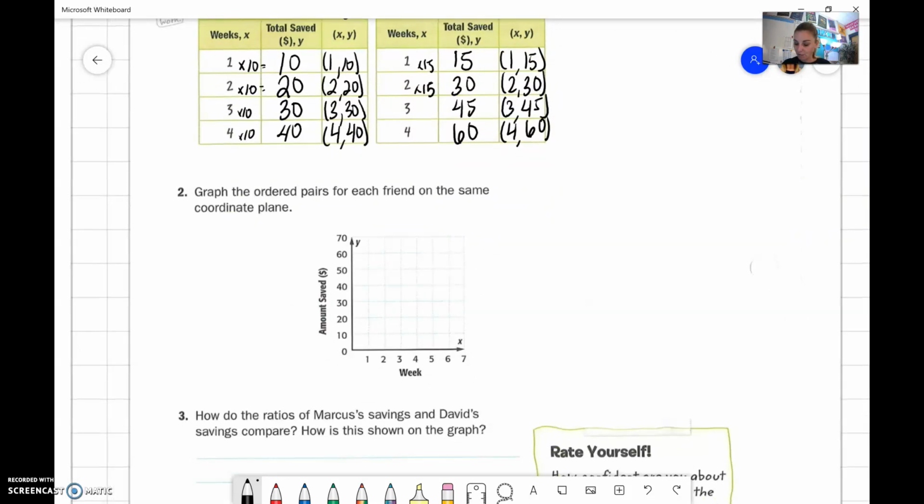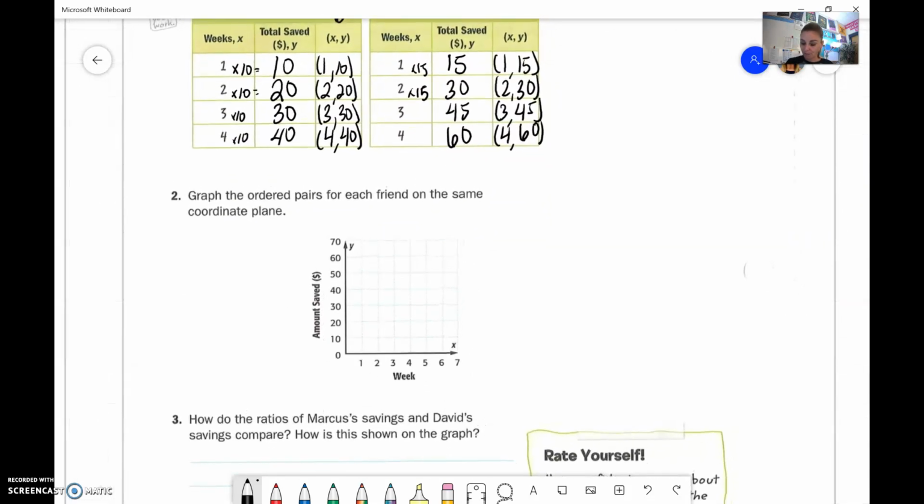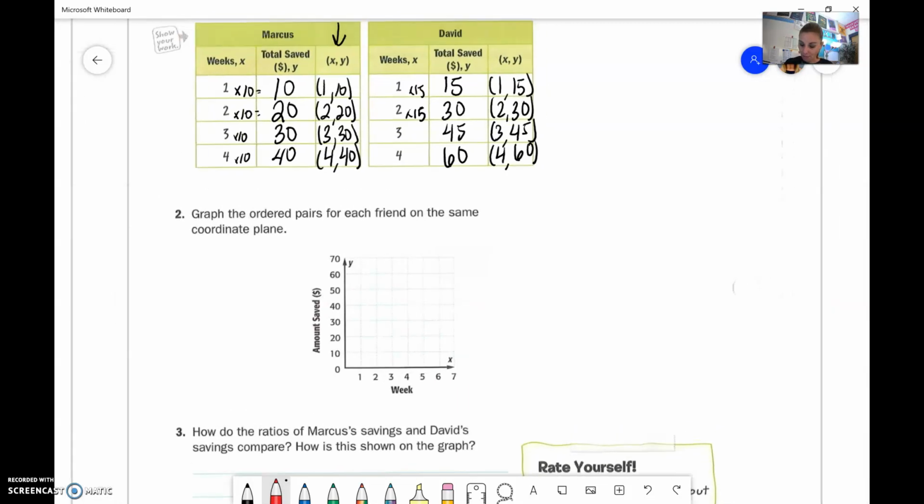So now we're going to go ahead and graph them. Let's do David first. If you have different colors, great. If not, roll with it. Okay, so (1, 10) right there. And we're not going to write the ordered pairs. We're just going to put them in here because we're going to kind of run out of room. (2, 20), (3, 30), (4, 40). That was Marcus. I did Marcus in red. Now I'm going to switch to blue and I'm going to do David.